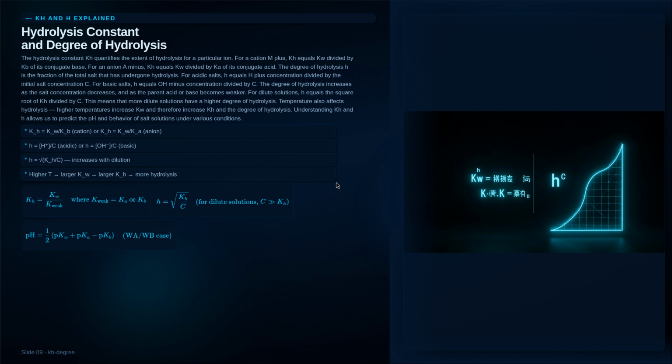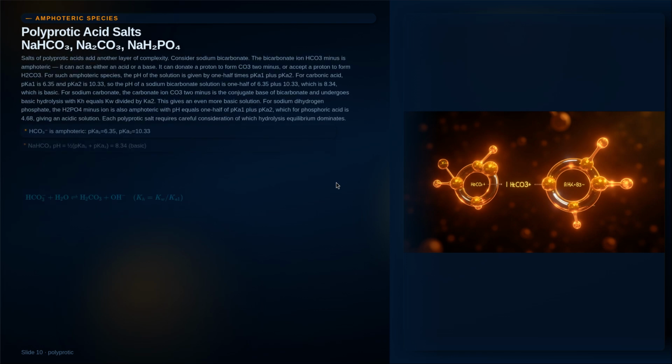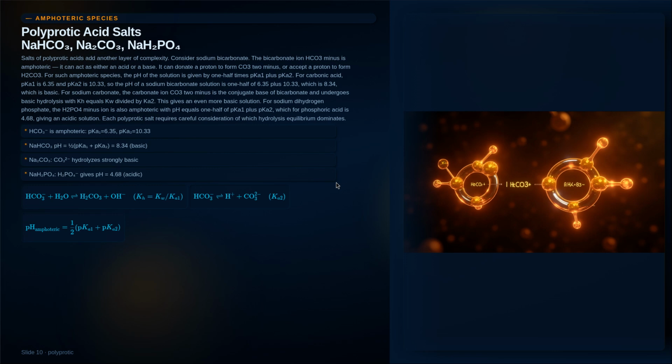Temperature also affects hydrolysis. Higher temperatures increase Kw and therefore increase Kh and the degree of hydrolysis. Understanding Kh and h allows us to predict the pH and behavior of salt solutions under various conditions. Salts of polyprotic acids add another layer of complexity. Consider sodium bicarbonate.